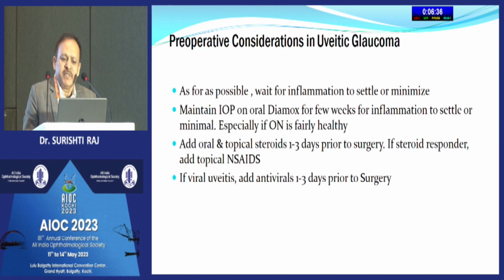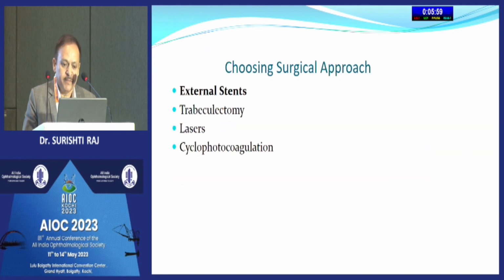So preoperative consideration should be given. As far as possible, wait for inflammation to settle or be minimal. Maintain intraocular pressure on Diamox for a few weeks for inflammation to subside, especially when the optic disc is also not bad. Add oral and topical steroid 1 to 3 days prior to surgery. If the patient is a steroid responder, you can add topical non-steroidals also. In case of viral uveitis, add antivirals 1 to 3 days prior to surgery.